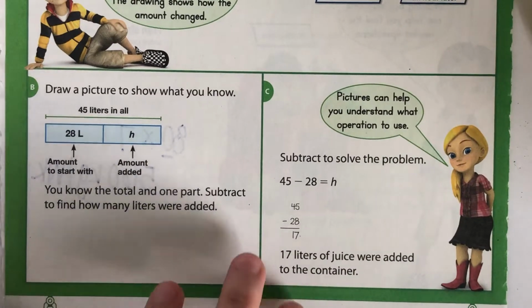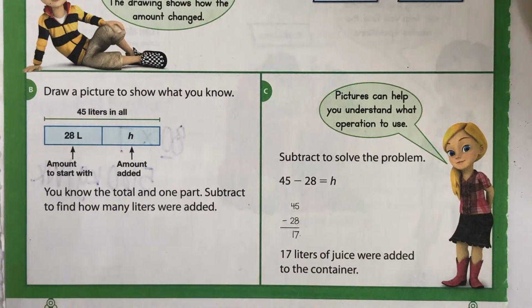Draw a picture to show what you know. 45 liters in all. We have 28 liters, and we have H. We know the total and one part. Subtract to find how many liters were added. 45 minus 28 equals H. 45 minus 28 is 17. 17 liters of juice were added to the container. Pictures can help you understand what operation to use.